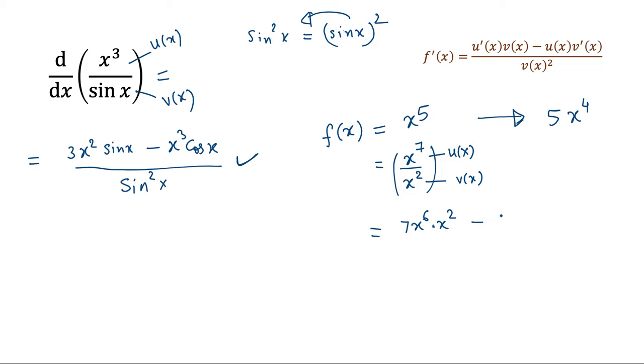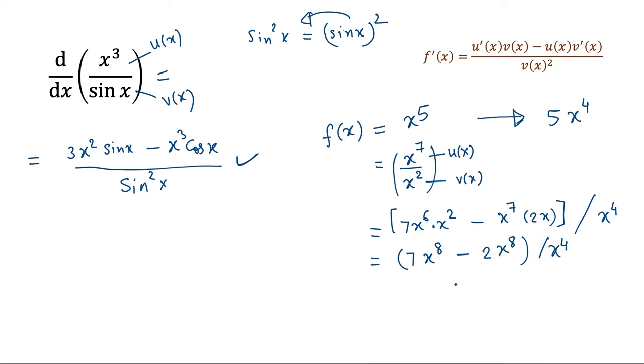And then subtract ux and derivative of Vx, that is 2x, and divide everything by square of denominator. So x square becomes x power 4. Now the first term is 7x^8 minus 2x^8, and everything divided by x^4.